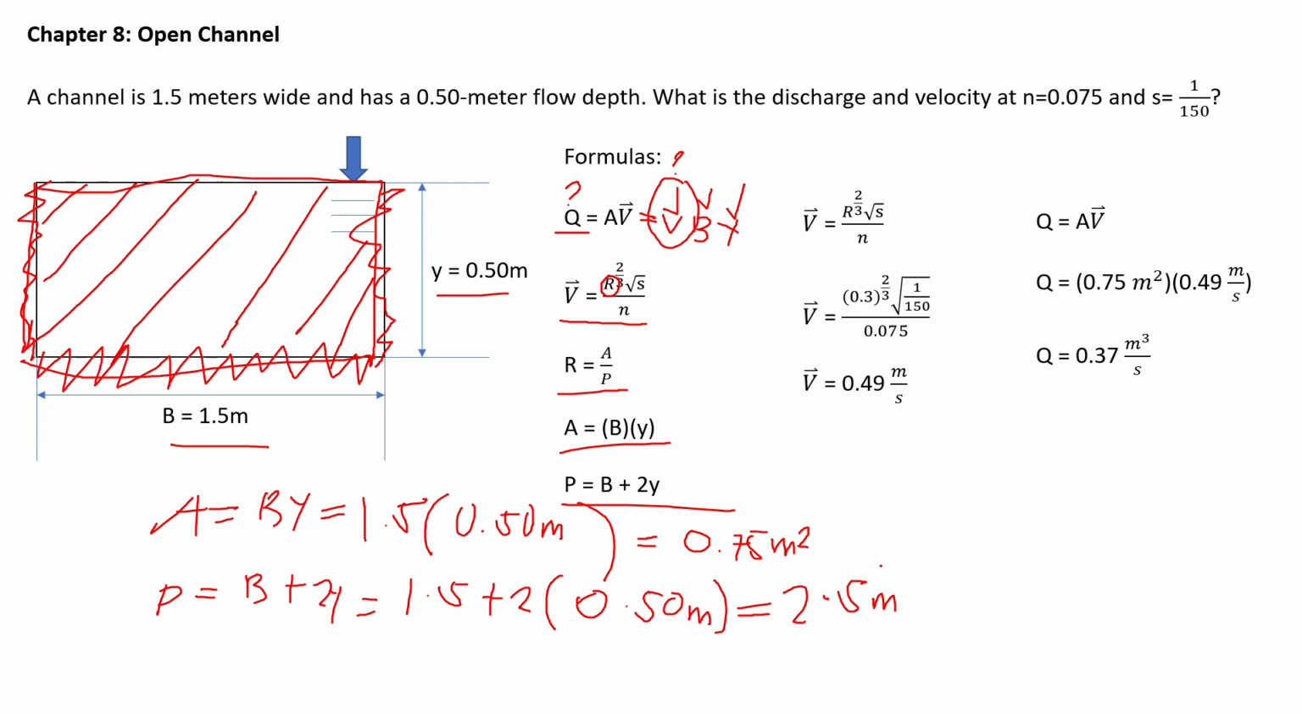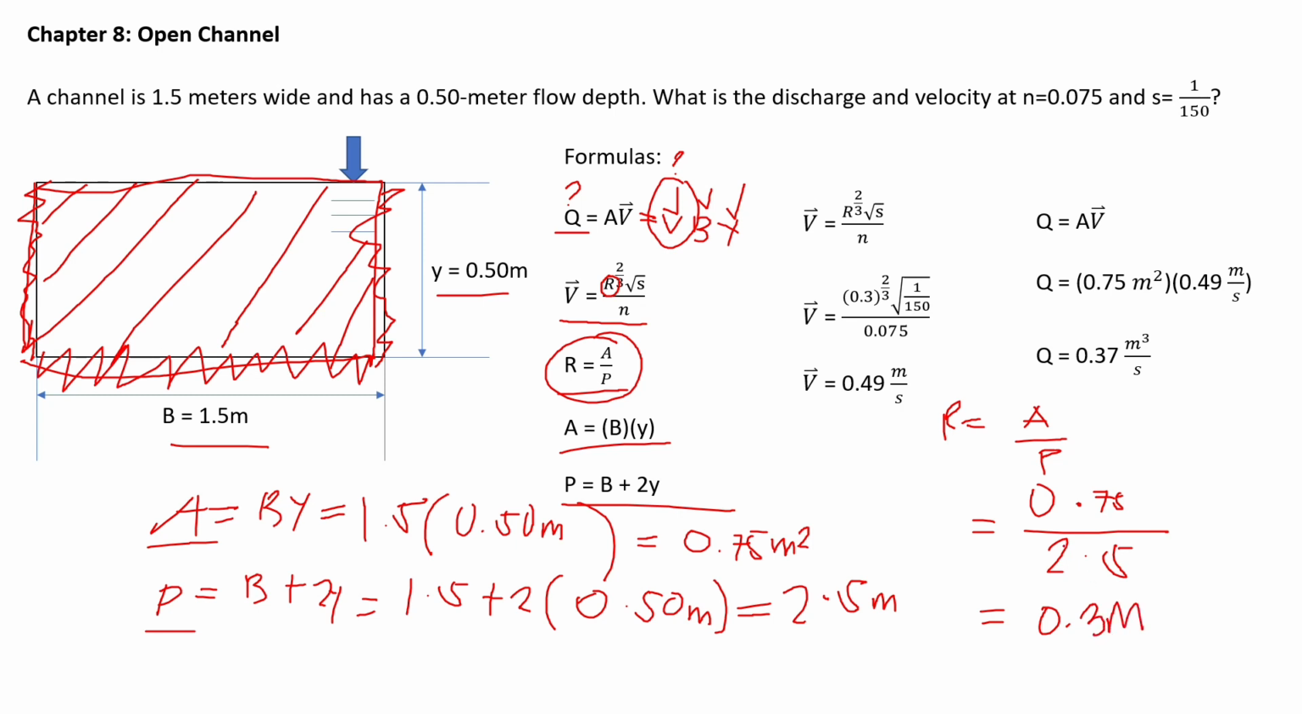Now, let's proceed to getting our velocity. Substitute the results that we got earlier. Now we have the values of our A and our P. So R is equal to A over P. Our A is 0.75 over our P, which is 2.5. Calculating this, we will have a hydraulic radius of 0.3 meters.